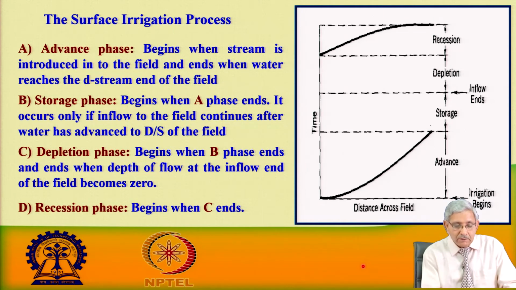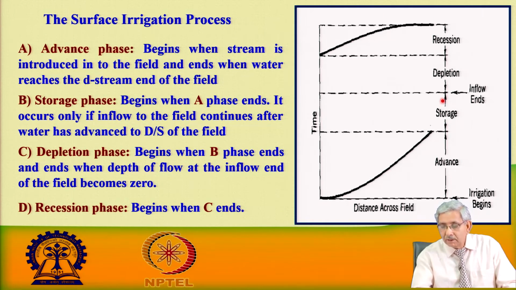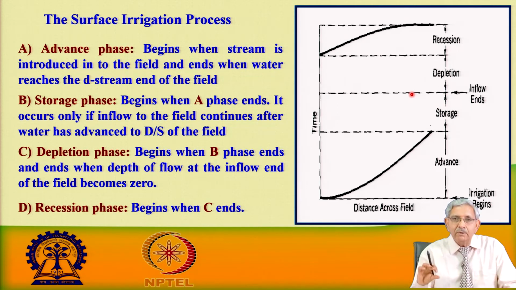Then the third part is the depletion phase. Now, in the storage phase, there is a certain depth of water which has accumulated over the land surface. The depletion phase begins when the storage phase ends, meaning we are cutting off the inflow.